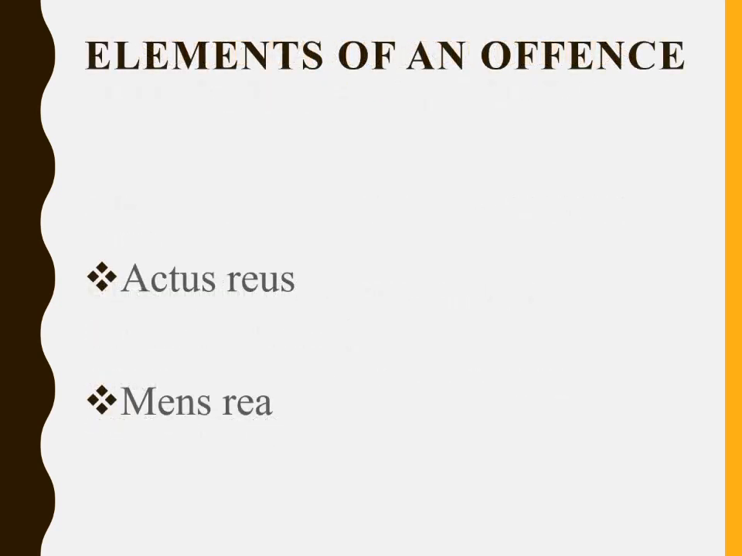Elements of an offense. There are two major elements of every offense that have to be established before a person can be found guilty. The first one is actus reus. This is a Latin term. The second one is mens rea. They are Latin concepts which have to be complied with. Actus reus, in short, simply means guilty action. The second one, mens rea, is guilty mind.